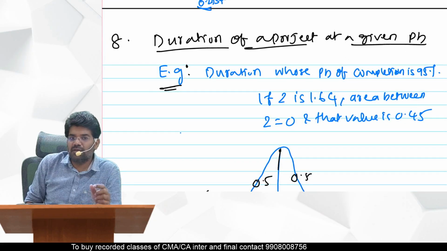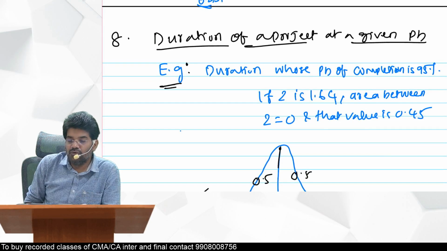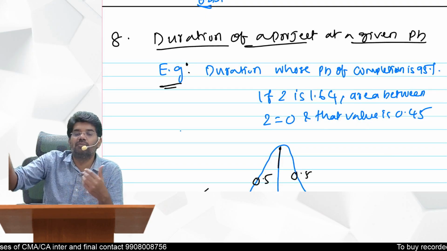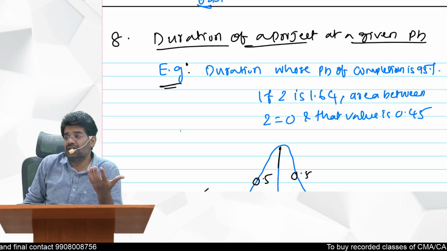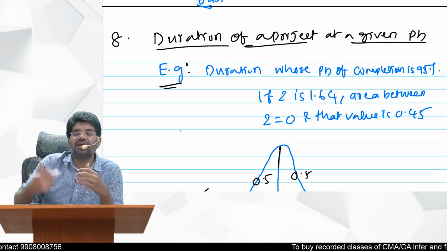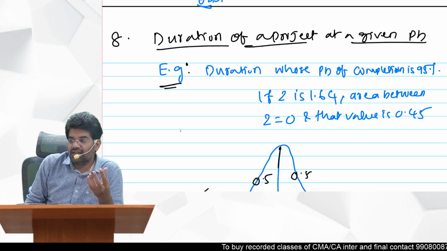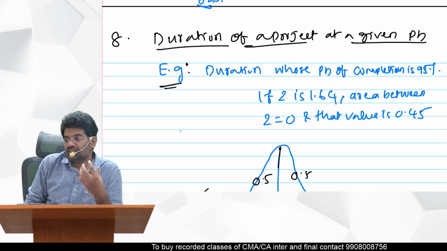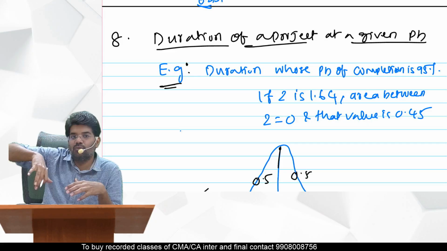Next, one more type of question they give you is the duration of a project at a given probability. Sometimes they will only give you the probability, and they will ask you to find out the X value. It is a reverse question. Earlier, when they gave you the X value, we found the probability. Now in certain questions, they will give you the probability, and we have to calculate the X value.